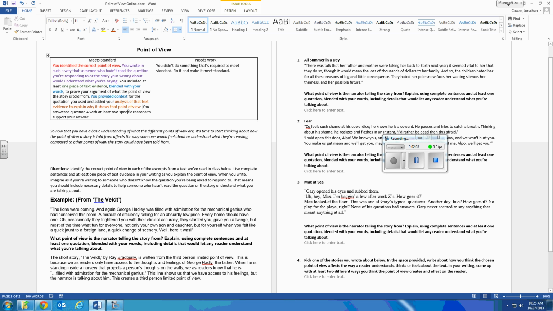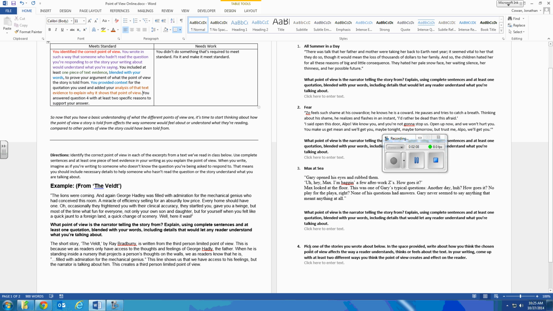Last thing is you need to answer question 4 with at least 2 specific reasons to support your answer. Question 4 is way over here. Now, I don't have an example of that, so if you get stuck, make sure to raise your hand in class. Let's look at my example. In my example, I had this excerpt from The Belt. And you can pause the video right now if you want to read this excerpt.